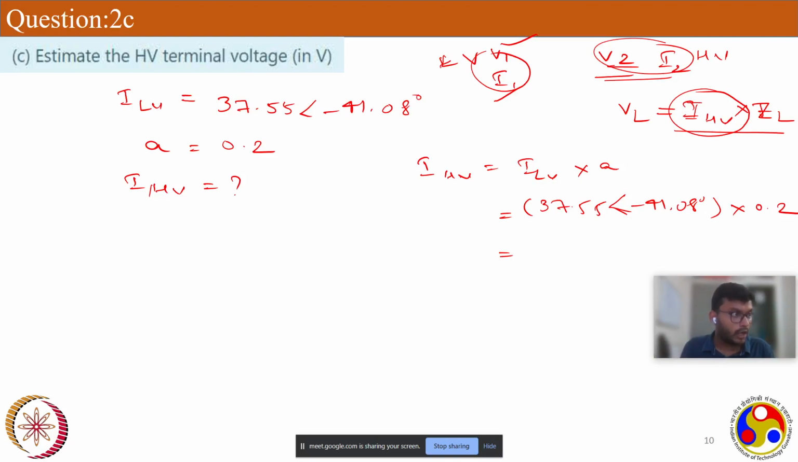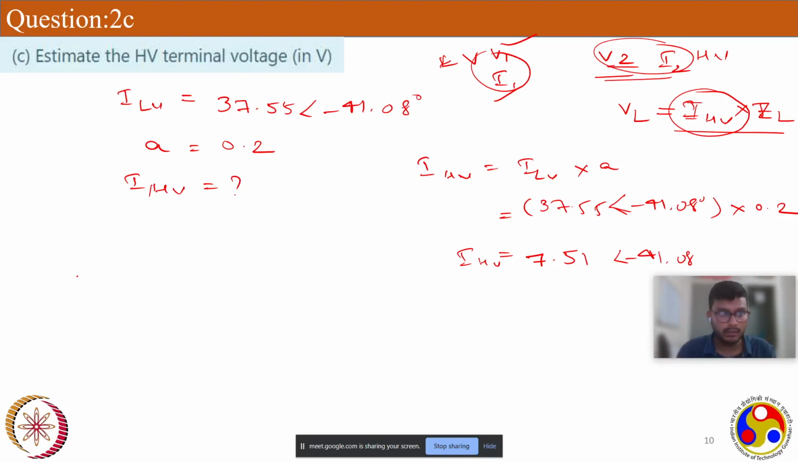Tell me in polar form what is the magnitude and angle of this HV side current. No. Shah Tulsi, can you recheck your answer? It's 37 multiplied by 0.2. It should not be that less. And the angle also, we are just multiplying with a constant, no? The angle won't change. Yes, Siddhant.